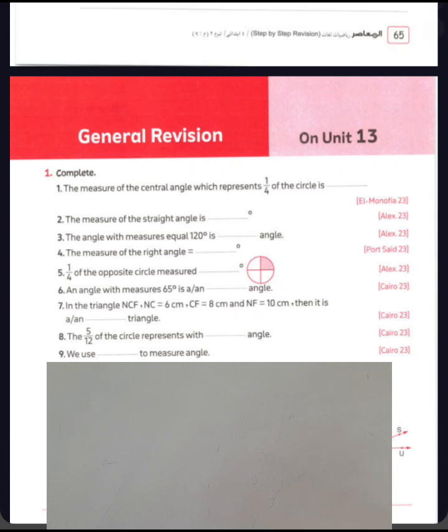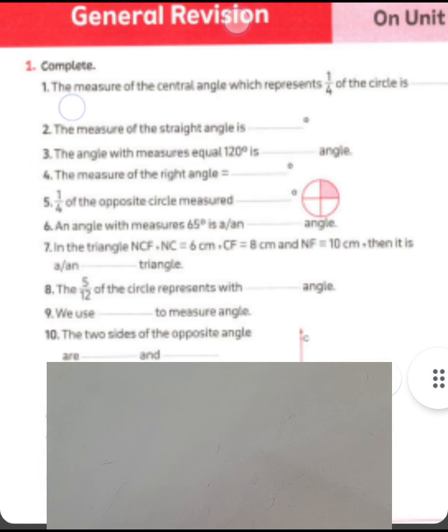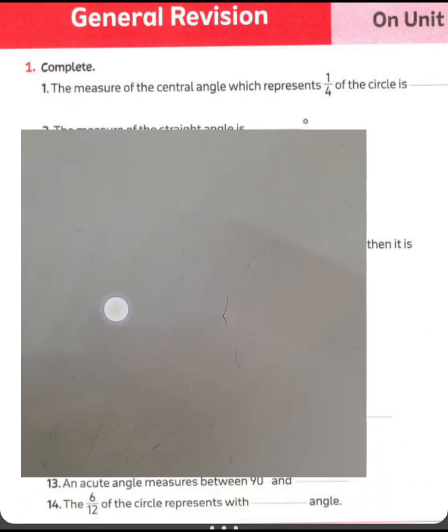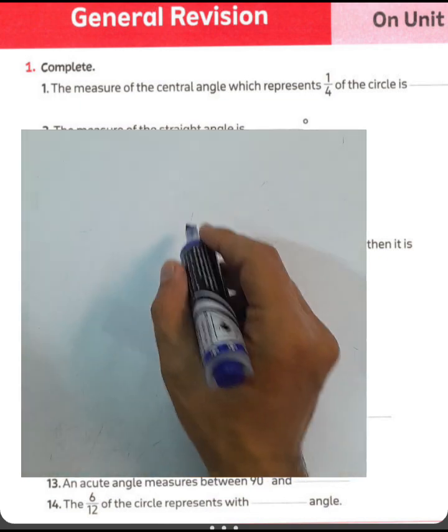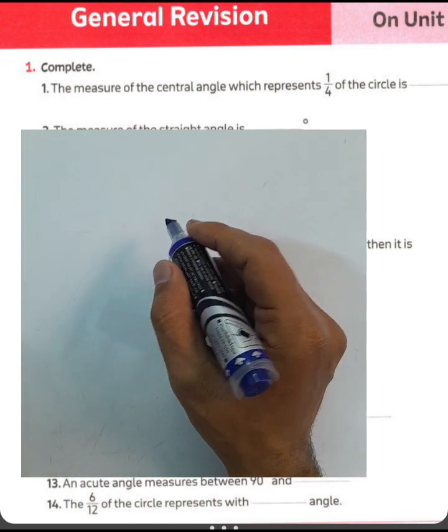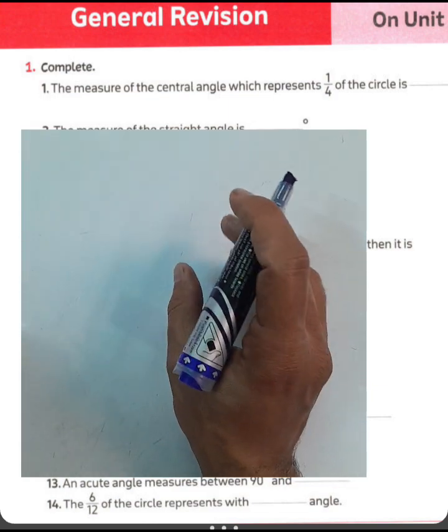Book, General Vision in Unit 13. Look with me at question number 1. The measure of the central angle which represents a fourth of the circle will be 90 degrees, because the sum of all the central angles accumulated at the center will be 360. You want to find a fourth of the circle.